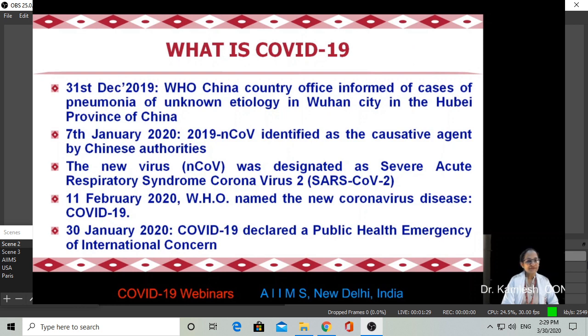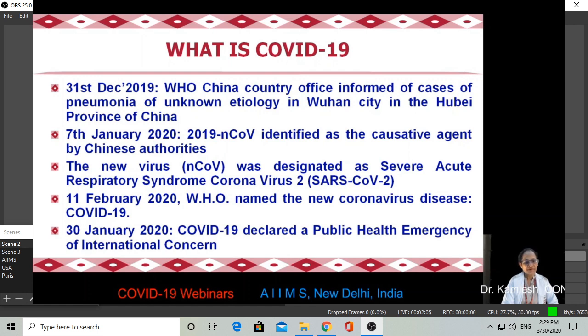On 31st of December 2019, the WHO China Country Office was informed of cases of pneumonia of unknown etiology in Wuhan city in the Hubei province of China. On 7th January 2020, a novel coronavirus was identified as the causative agent by Chinese authorities. The new virus was designated as severe acute respiratory syndrome coronavirus 2, that is SARS coronavirus 2.